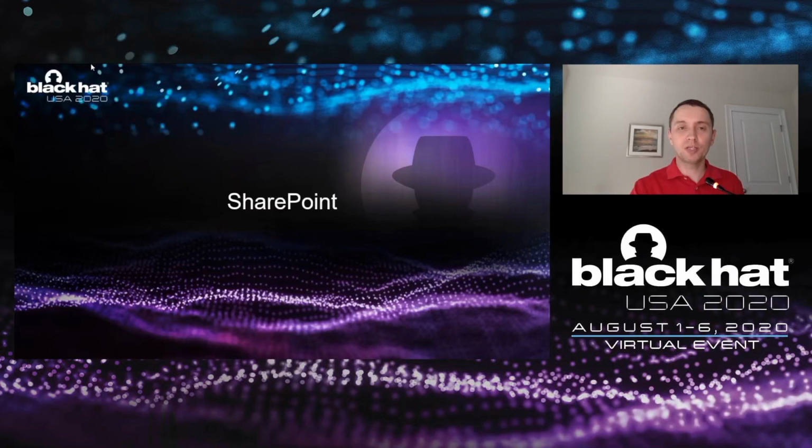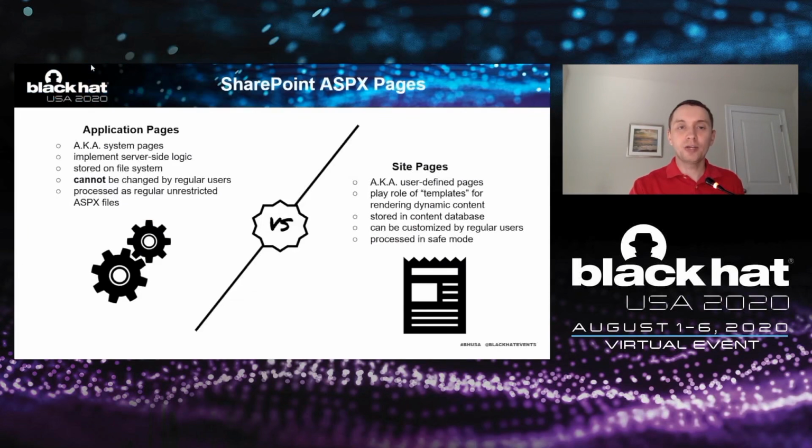Thank you, Álvaro. In this part of our presentation, we will see examples of different types of security problems in SharePoint Server. But before that, we need to explain some basics of SharePoint security. SharePoint has 2 types of ASPX pages. The first type is application pages. Each of these pages is part of SharePoint Server and implements some application logic. They are stored in specific folders in the file system, and of course users are not able to change them. They are regular ASPX pages and are processed by the server without any restrictions.